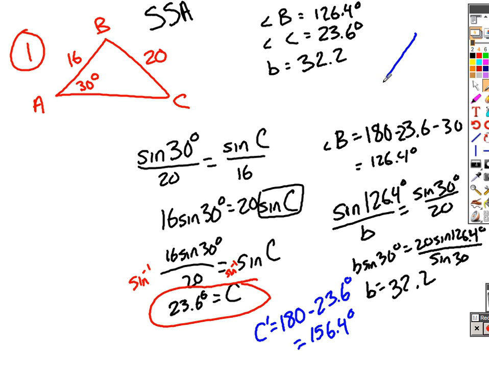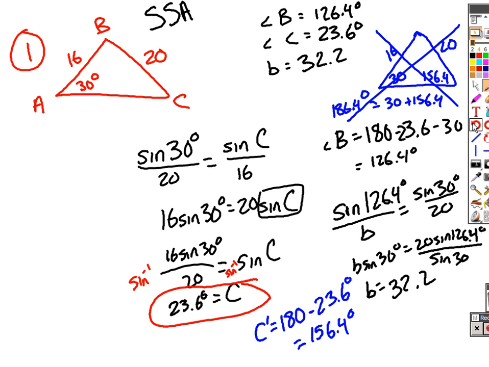If it helps, draw what this second triangle, I'll draw it in blue here, would possibly look like. It's still 30, 16, and 20, but now right here we're looking at 156.4 degrees. The problem here is that 30 plus 156.4 is already more than 180 degrees. It ends up being 186.4 degrees. You cannot have a triangle that way. That's too many degrees, so this triangle does not exist. We're only going to have one possible answer, and that's what we were given right there. So you're now done with number 1 with only one triangle.